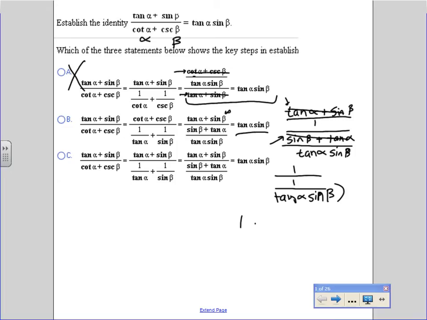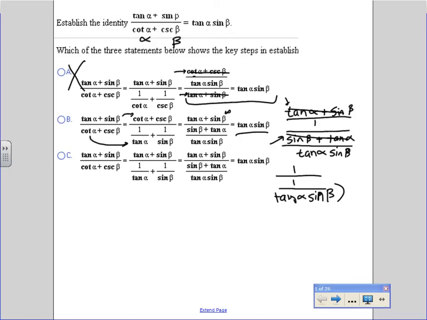I'm just making sure. All right, yeah, choice C, the last step is the same. So we've narrowed it down to choice B and choice C. All right, so let's see if we can go now to the first steps. All right, so in this first step here, I'm actually going to look at this one first. It appears here that they wrote cotangent of alpha as 1 over tangent.